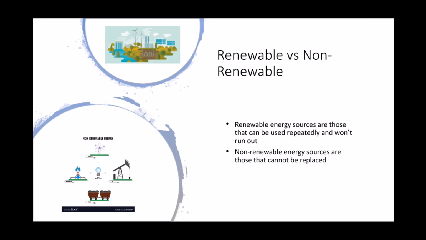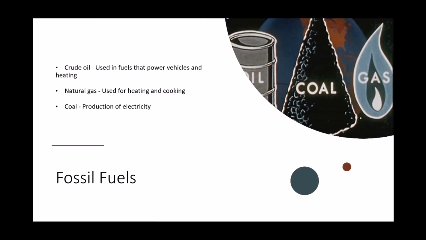So just to recap, renewable and non-renewable energy. Renewable energy comes from sources that are renewable. That means that they can be used repeatedly without running out. And non-renewable energy comes from non-renewable sources, which means those that are used up at a rate that is faster than they can be replaced.